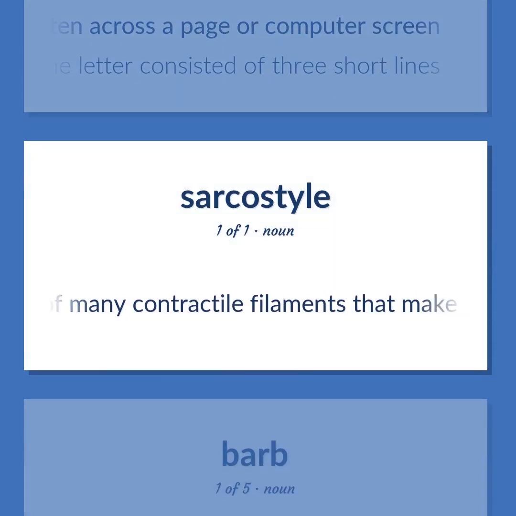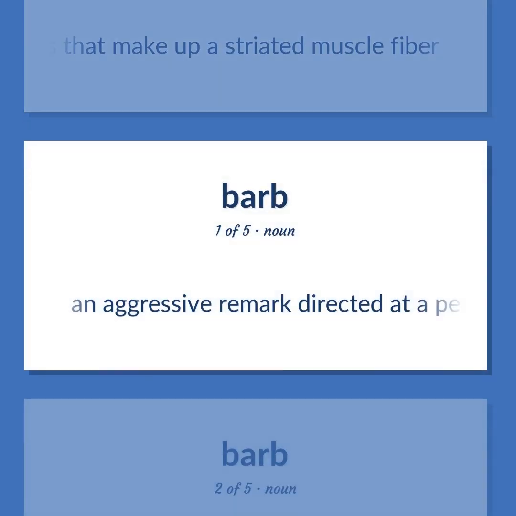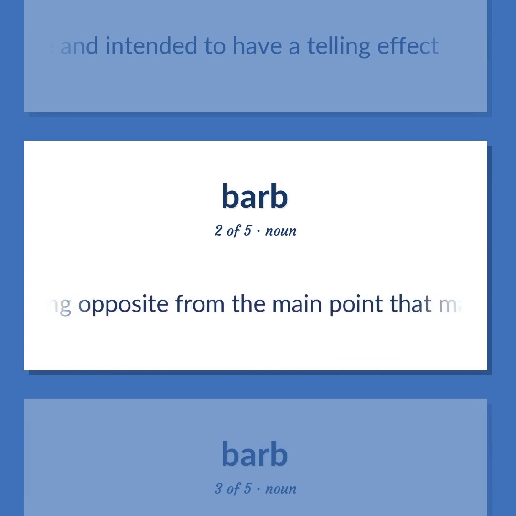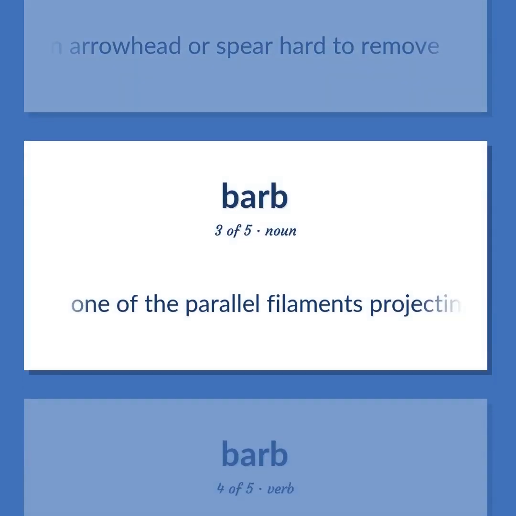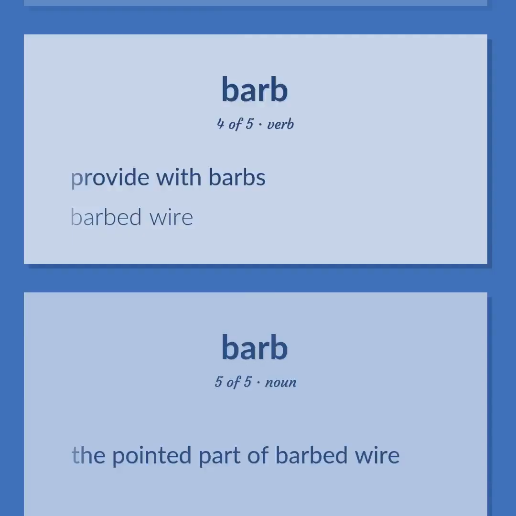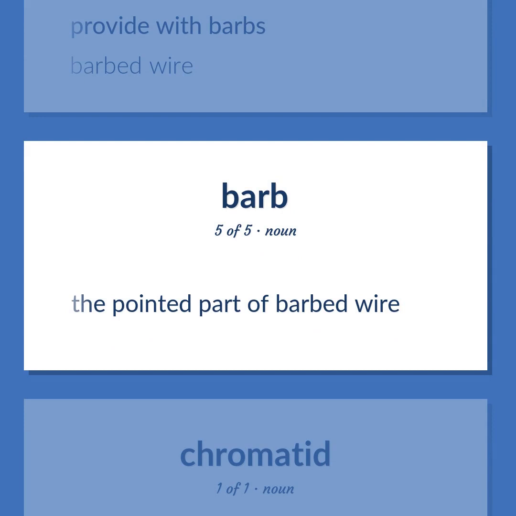One of many contractile filaments that make up a striated muscle fiber. An aggressive remark directed at a person like a missile and intended to have a telling effect. A subsidiary point facing opposite from the main point that makes an arrowhead or spear hard to remove. One of the parallel filaments projecting from the main shaft of a feather. Provide with barbs. Barbed wire. The pointed part of barbed wire.